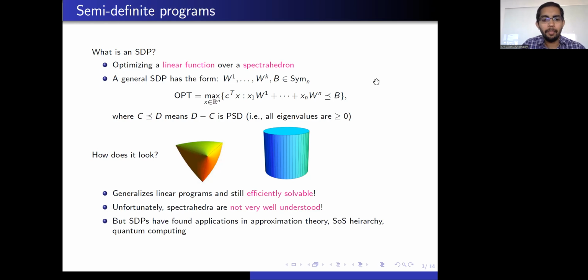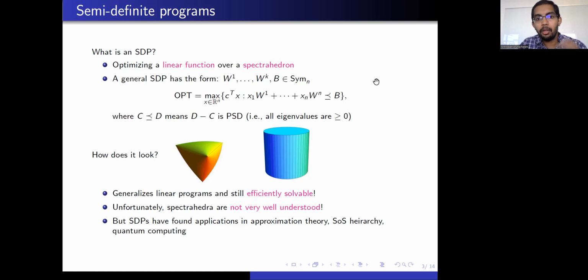And the next thing, again the most important thing, is that semidefinite programs have actually found a lot of applications. For example, in approximation theory, the sum of squares hierarchy, and in quantum computing. So SDPs have also found their way into a lot of these applications. So again, these are the two things I'll be talking about in the first part.